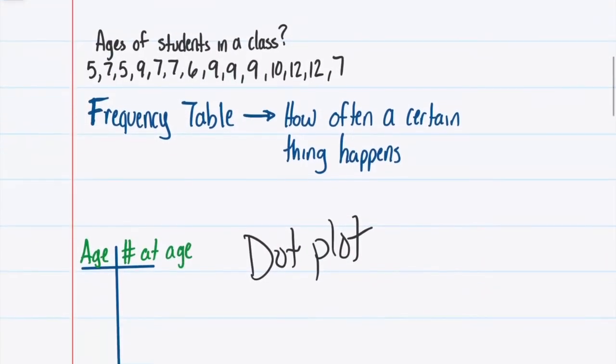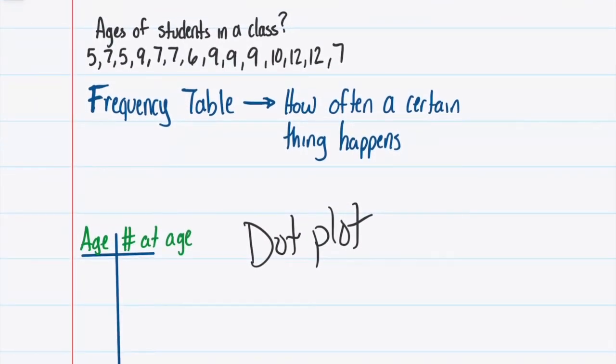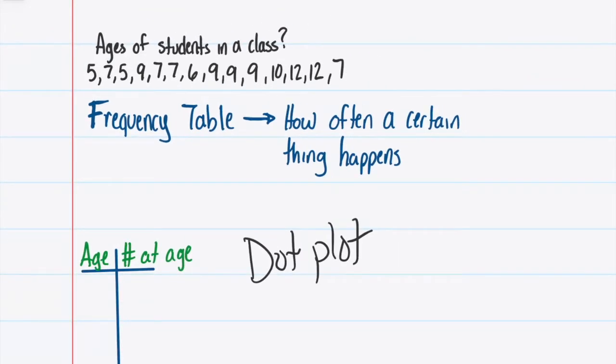Today's video, let's talk about a frequency table. What is a frequency table? It's basically how often a certain thing happens. Now, let's say we have certain students in a classroom. These are the ages of all those students.